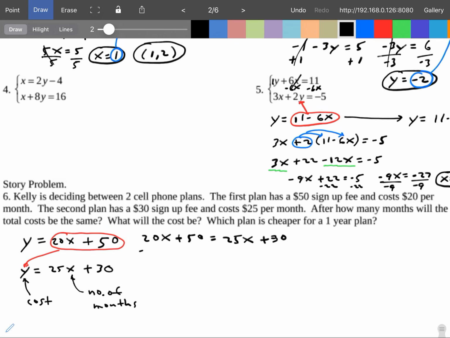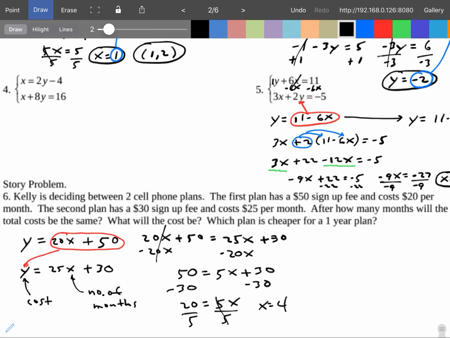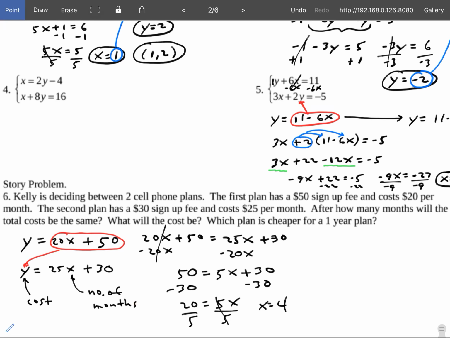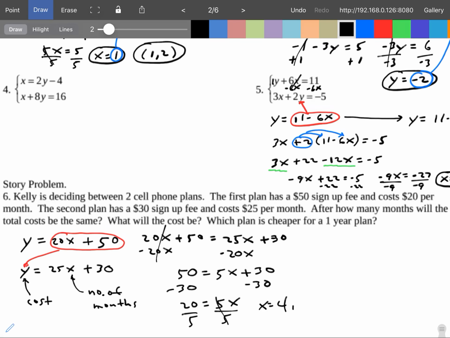Then I'm going to subtract 20x on both sides, and I get 50 equals 25x minus 20x, that's 5x, plus 30. Then I subtract 30 on both sides and get 20 equals 5x. Divide both sides by the number in front of the variable. 20 divided by 5 is 4, so x equals 4. Remember, x was the number of months, so x equals 4 months. That means after 4 months, the cost of both plans will be the same.